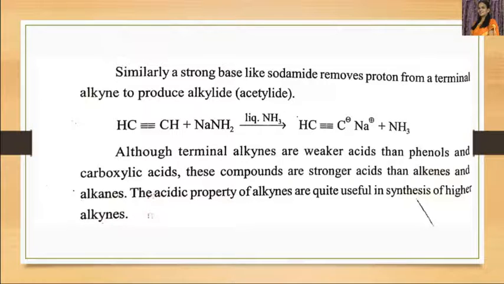Now, terminal alkynes are weaker acids than phenols and carboxylic acids. Those compounds are stronger acids than alkynes. If we consider alkenes and alkynes, alkynes are more acidic. And the acidic property of alkynes is quite useful in the synthesis of higher alkynes. With the help of these sodium or potassium acetylides, we can easily prepare higher alkynes starting from lower acetylides.